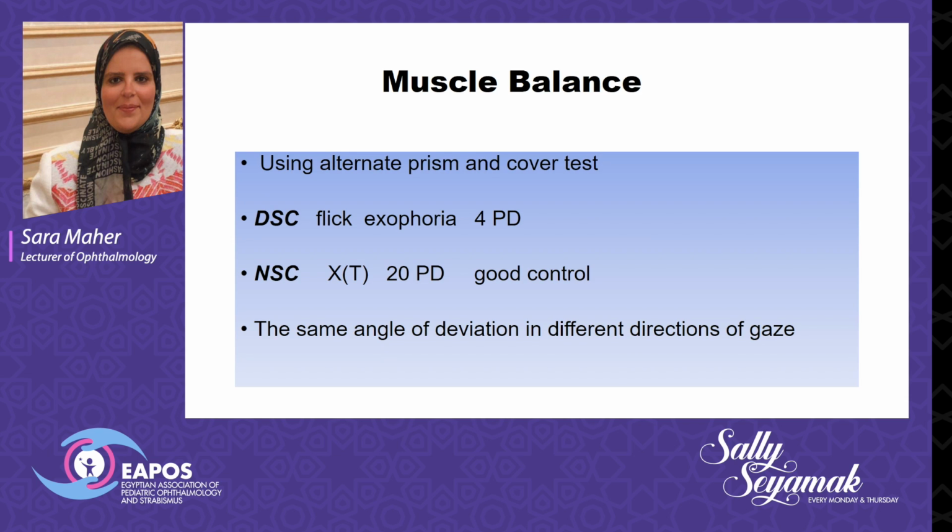Regarding the muscle balance using alternate prism and cover test, he has just a flick exophoria for distance without correction, around 4 prism diopters. However, his near deviation is intermittent exotropia of 20 prism diopters with good control, and he had the same angle of deviation in different directions of gaze.